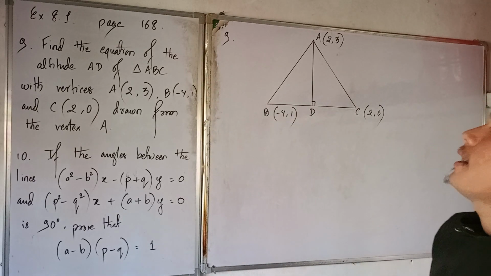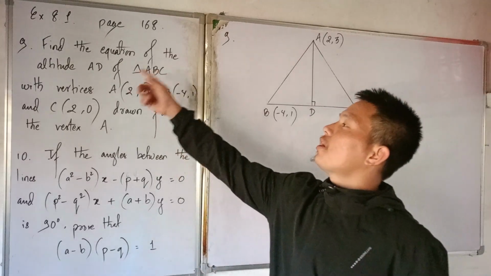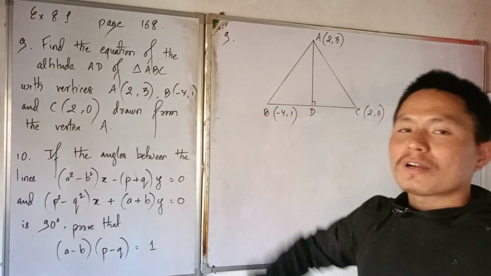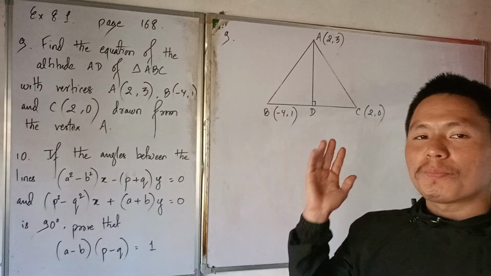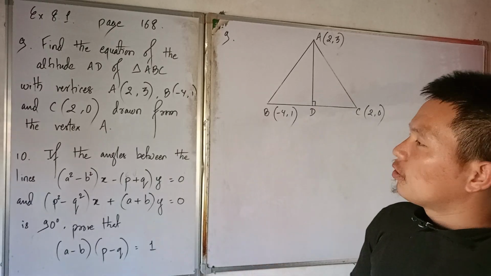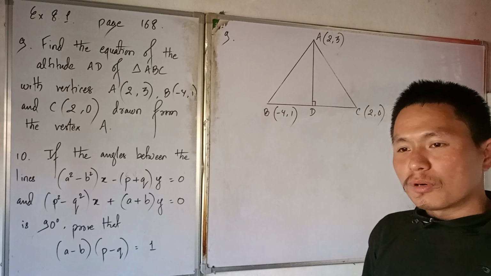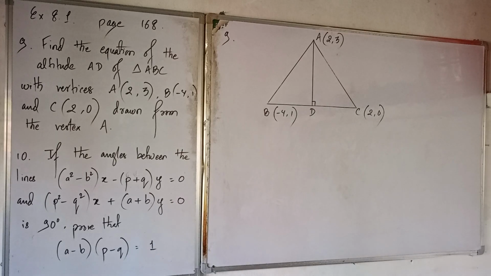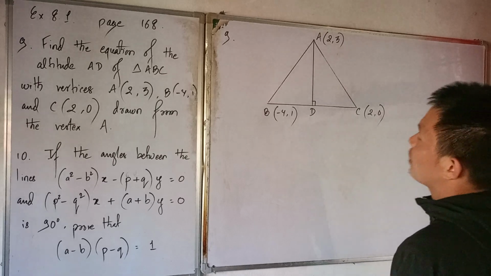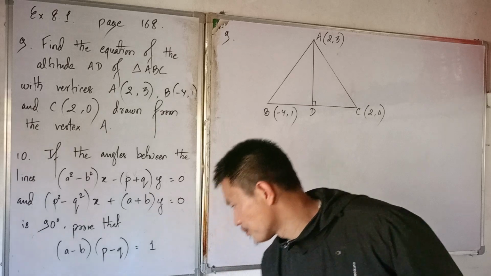Find the equation of the altitude AD. The altitude means the perpendicular height. The altitude or the height must always be perpendicular to the base. So you know the situation of perpendicular cases, and we'll be discussing that. This is just like we did in past videos.